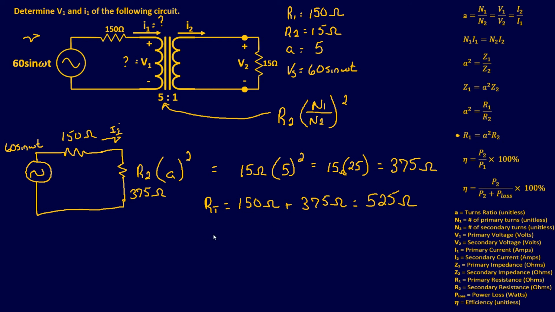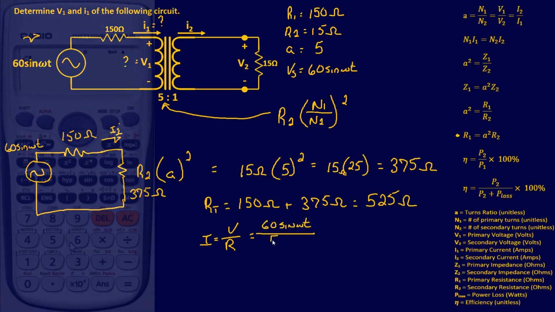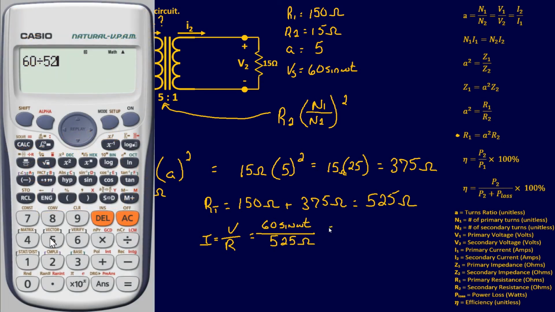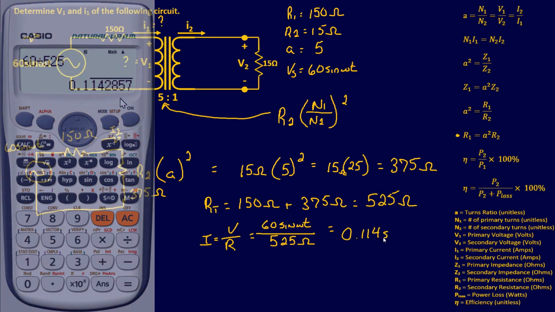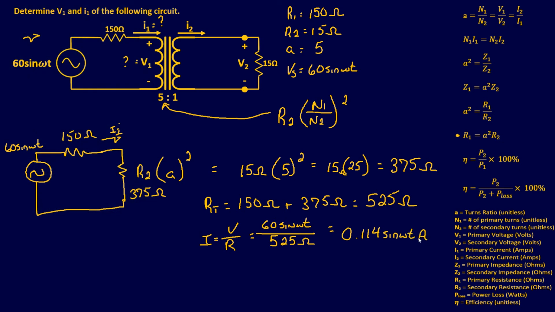And how do you find current? Well, I equals V over R. An old classic. So which means our voltage, 60 sine, over 525 ohms. And that's an easy plug and chug in your calculator. It's going to give us 0.114 sine, and that's going to be amps. So that's how much current is going through that transformer right there. It's 0.114 amps.